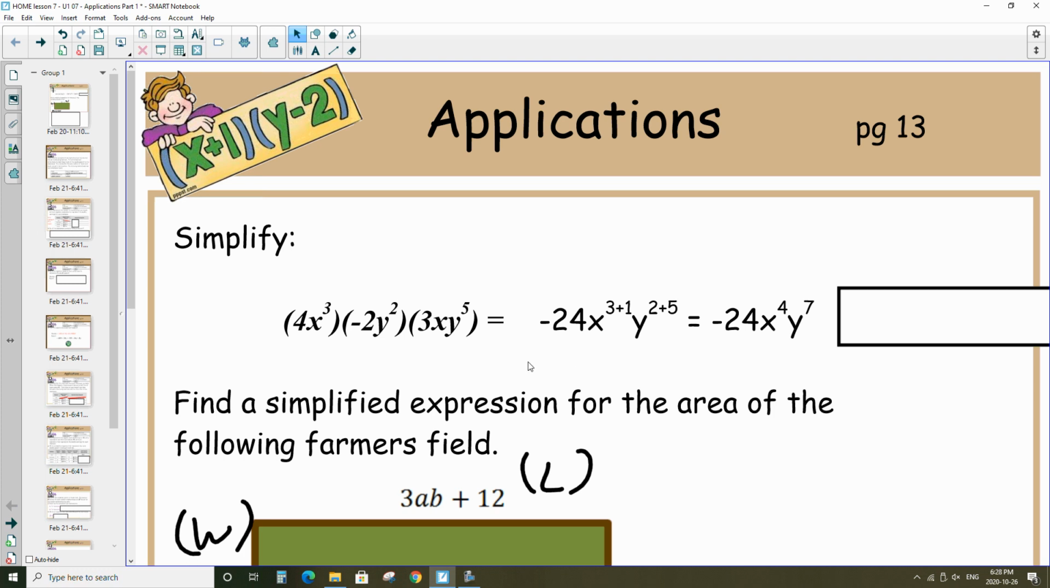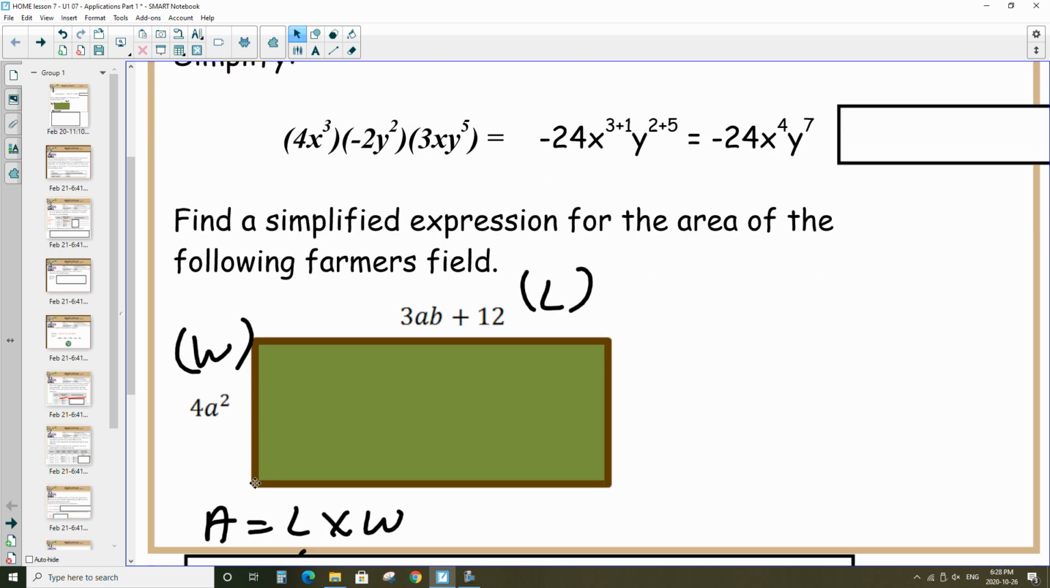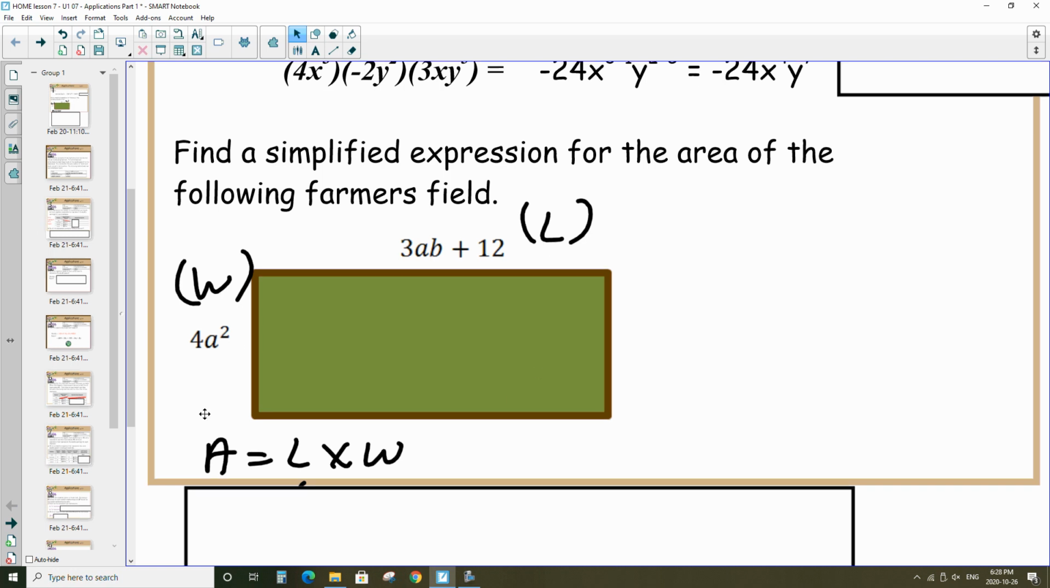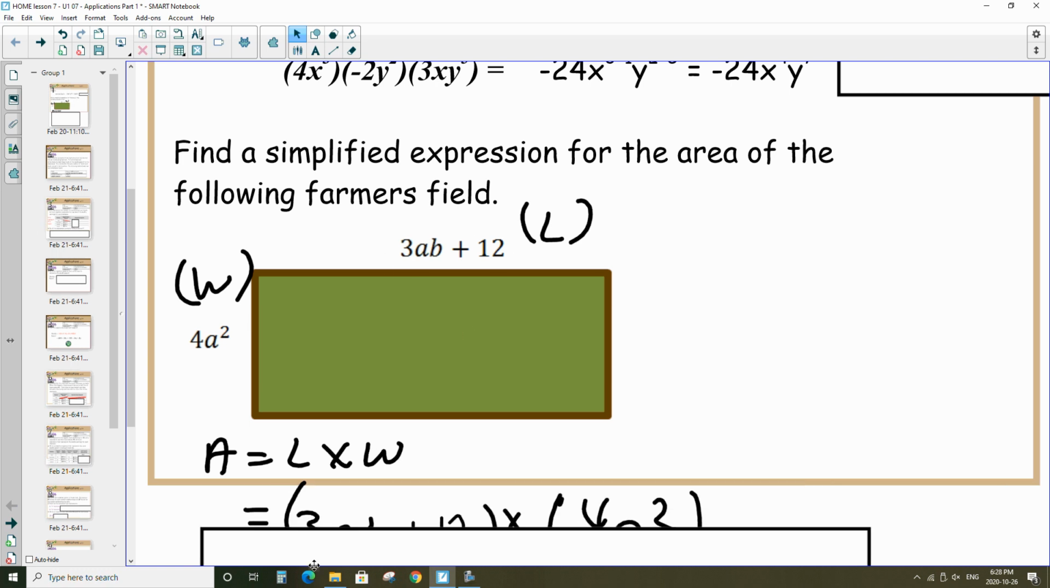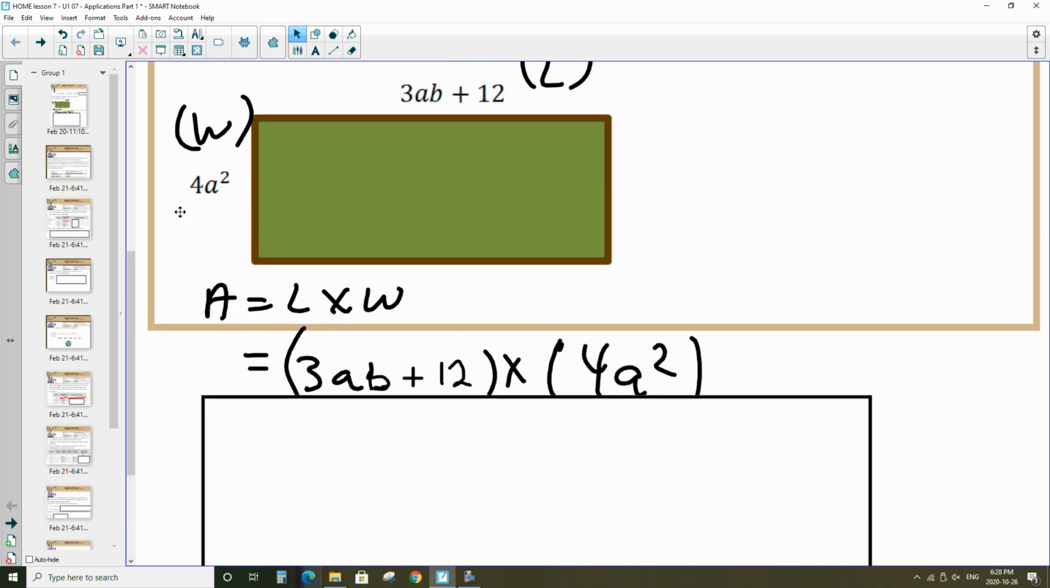Now we're going to use that idea for finding a simplified expression for the area of this following shape here. To find the area of a rectangle, we're going to multiply length times width, and I've just called the shorter side width and the longer side length. So there's my equation here: area equals length times width. Now I'm replacing my L with the expression in the word problem. So we've got 3ab plus 12 for our L, and that will get multiplied by the width, which is 4a squared. And I'm just going to flip my 2 brackets here.